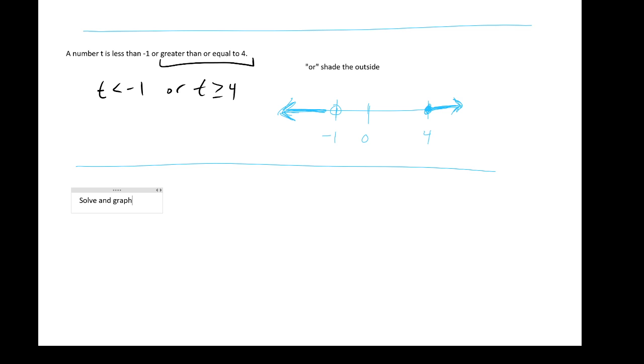All right, new problem. We're going to solve and graph. All right, so these are our directions. This is what it's going to look like. We have -3 less than x plus 1 less than 5. So this looks like a compound inequality. In other words, it's going to be a conjunction, an and. So what we're going to anticipate in the end is that this will be shaded in between. Let's see if it works out that way.